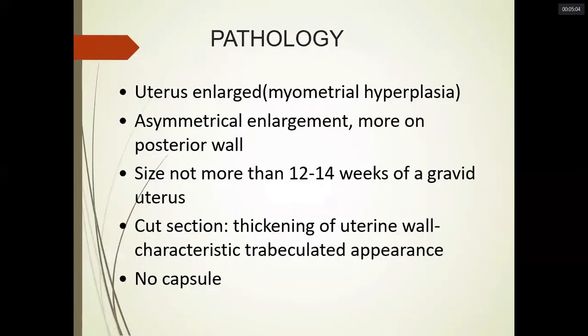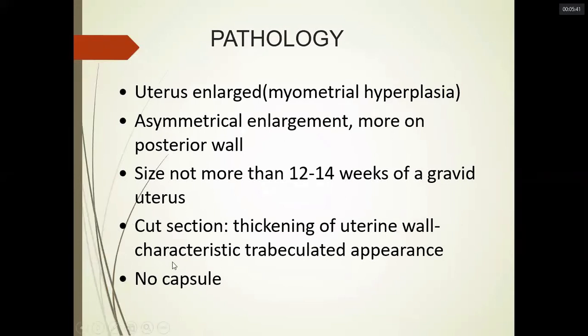So pathology is there will be an enlarged uterus. There will be asymmetrical enlargement of the uterus, and the adenomyosis endometrial tissue is more seen over the posterior wall. Size usually is not more than 12 to 14 weeks of gravid uterus. This is one of the distinguishing factors between fibroid uterus and adenomyosis, because in fibroid uterus the mass could be larger than 14 weeks, whereas in adenomyosis it's usually less than 14 weeks.